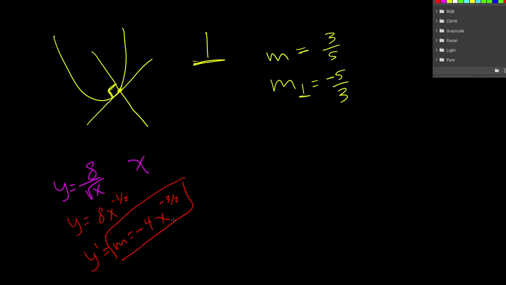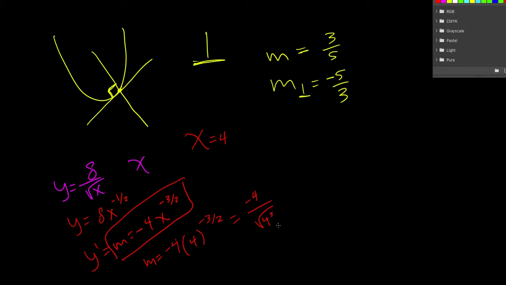Now, we're going to find our tangent slope by plugging in, what was the value that they want us to look at in the problem? x equals 4. Okay, so x equals 4, we plug it in here, so we get negative 4 times 4 raised to the negative 3/2. I'm going to do a little bit with this. So we have negative 4 on top. On the bottom, we have the square root of 4 to the third.